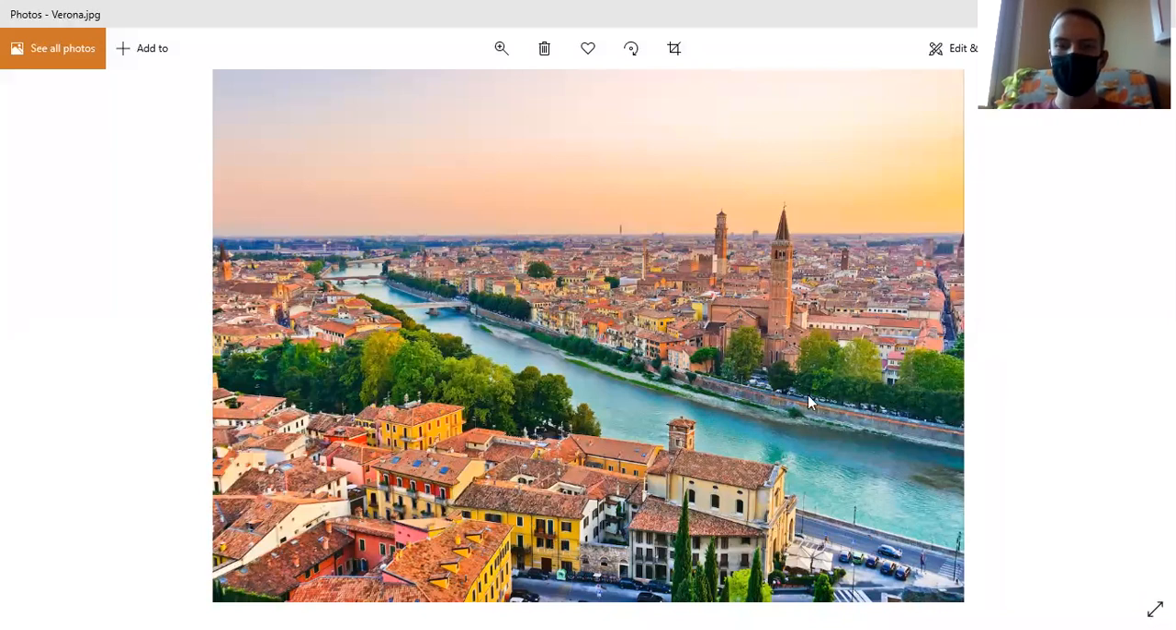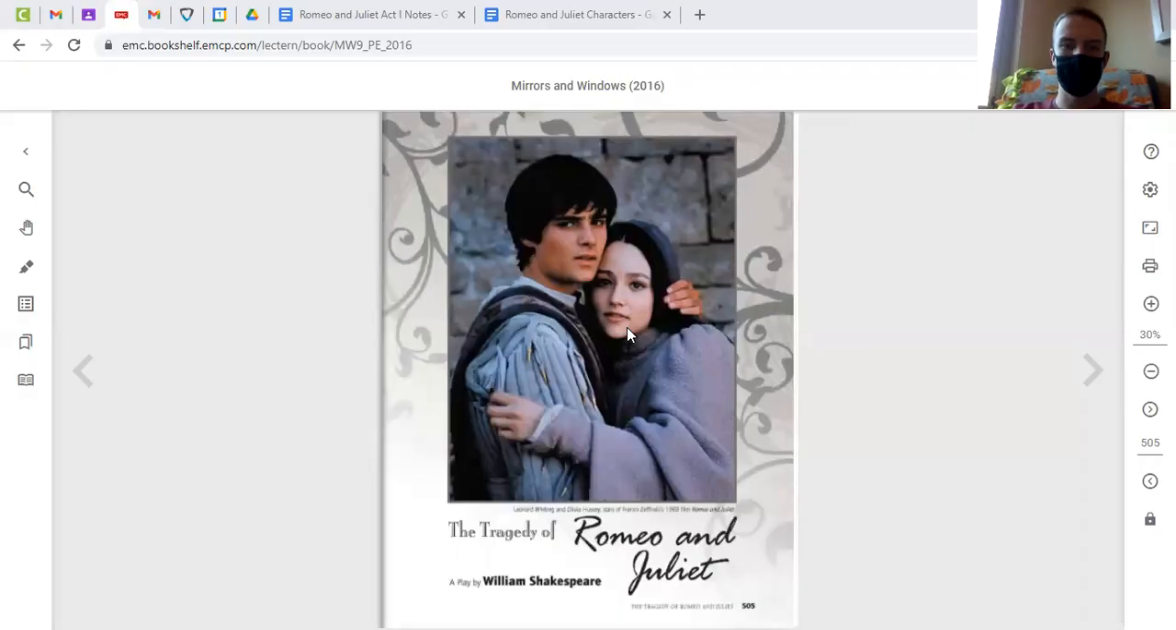So this is kind of where it is. There's also a huge canal right down the middle of it. All right, that is it for Verona. I just wanted to give you guys kind of a visual there. I'm going to jump into the actual play itself.